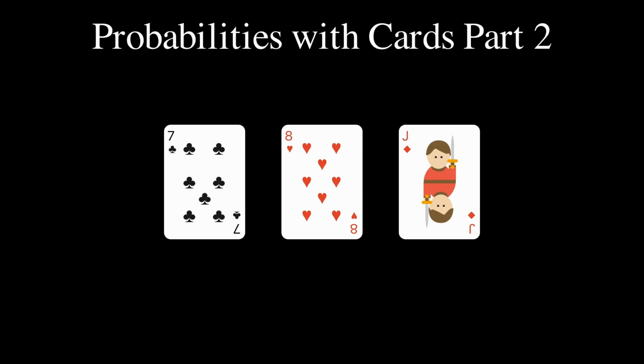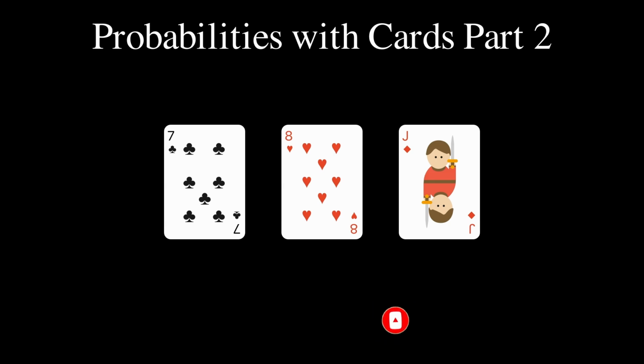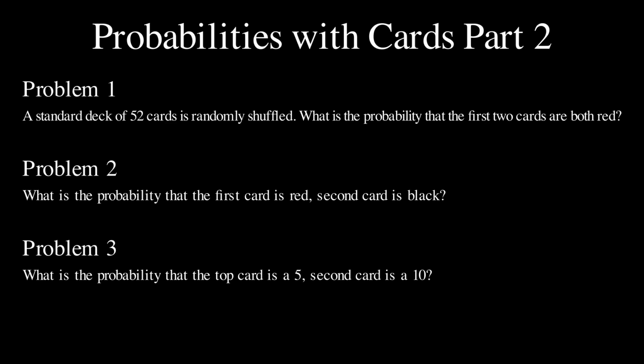Continuing with our probability series, now we're not just drawing a single card. Instead, we're going to draw 2 cards and see how this little twist changes things. We have 3 problems today. The goal for today is to practice changing the total number of possible outcomes.